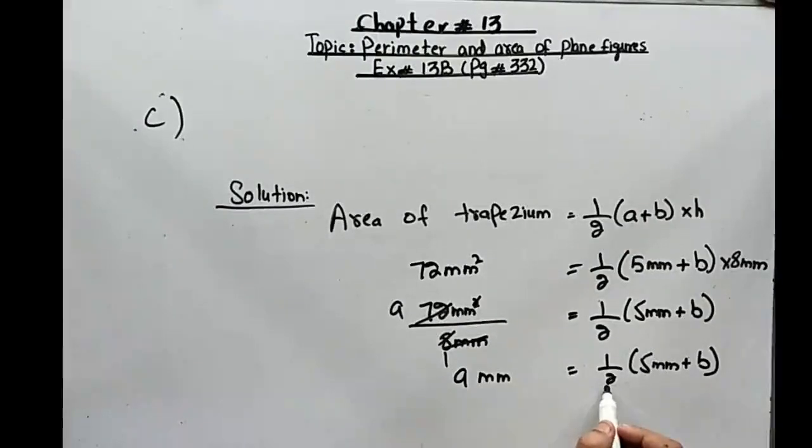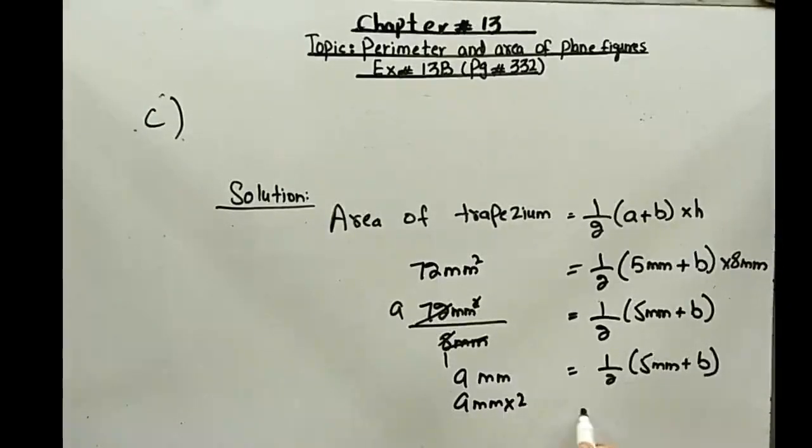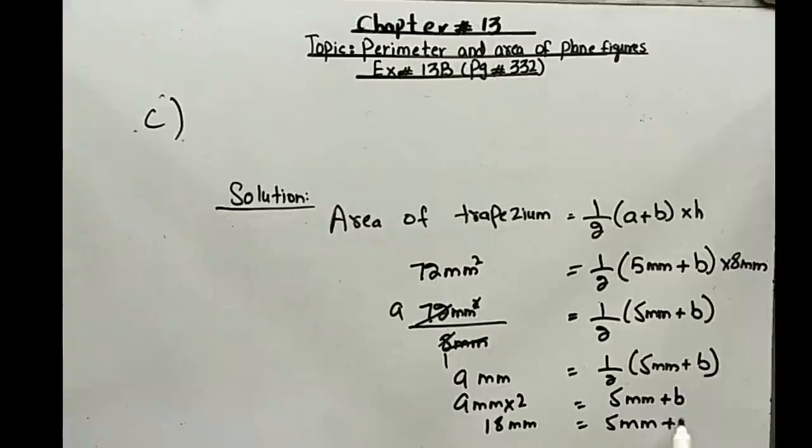Then to finish the fraction form, 2 is in the denominator, so 2 will move to the other side. So 9 millimeter multiply 2. 2 is dividing here, so 2 will multiply on the other side. Then 5 millimeter plus B will be left here. 9 twos are 18 millimeter is equal to 5 millimeter plus B.